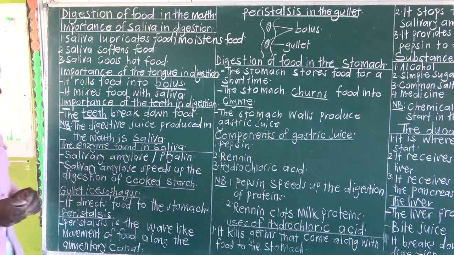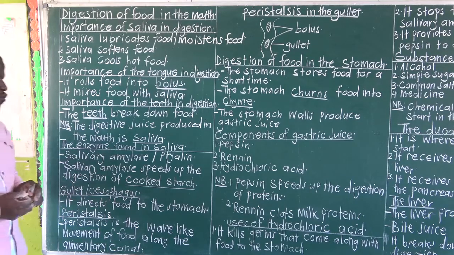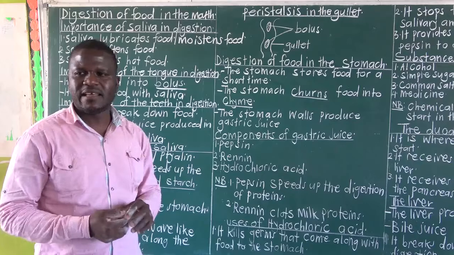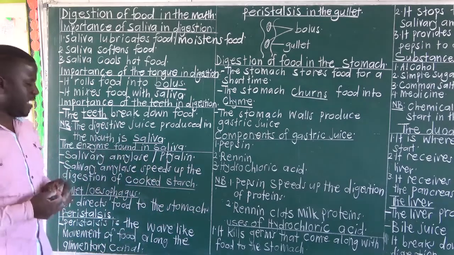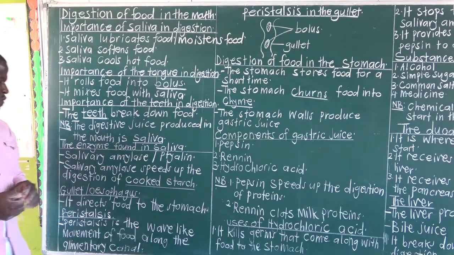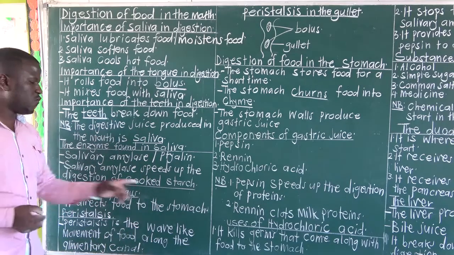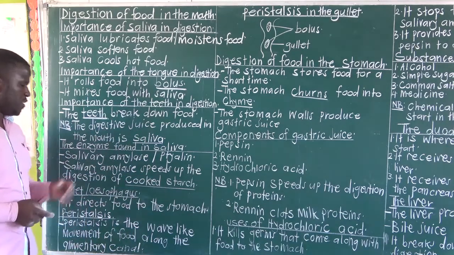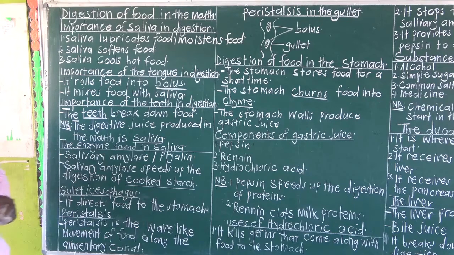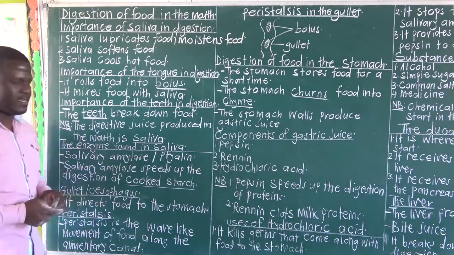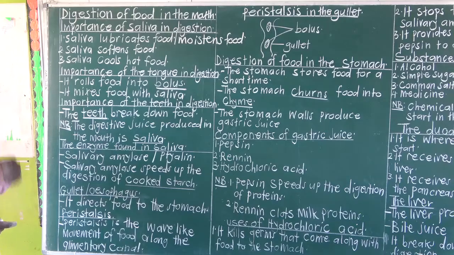Salivary amylase speeds up the digestion of cooked starch. Remember, when we were looking at enzymes, we said an enzyme is a chemical substance that speeds up the digestion of food. So, which enzyme speeds up the digestion of cooked starch in the mouth? That enzyme is called salivary amylase. Another name for salivary amylase is ptyalin. So this is the enzyme that speeds up the digestion of cooked starch.